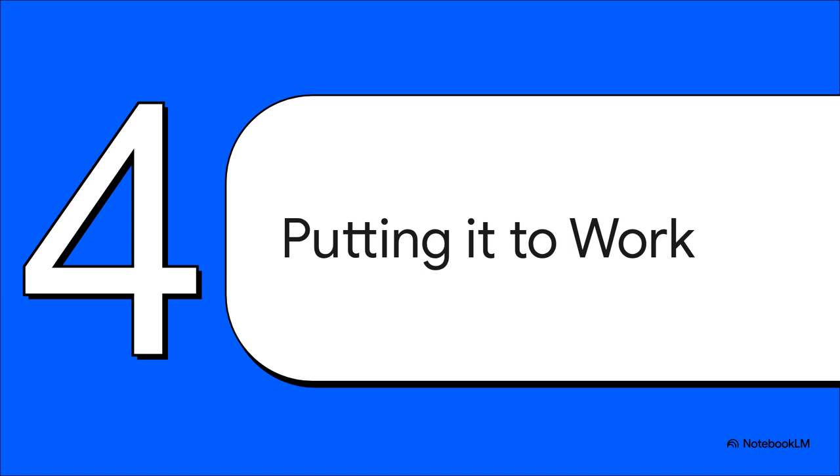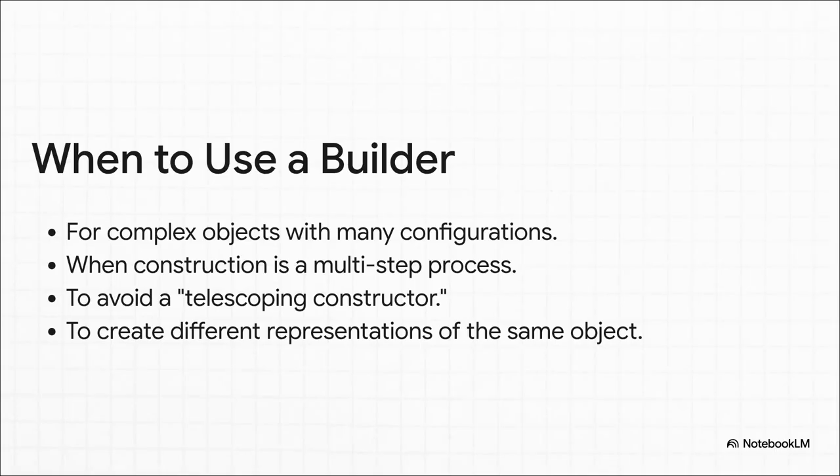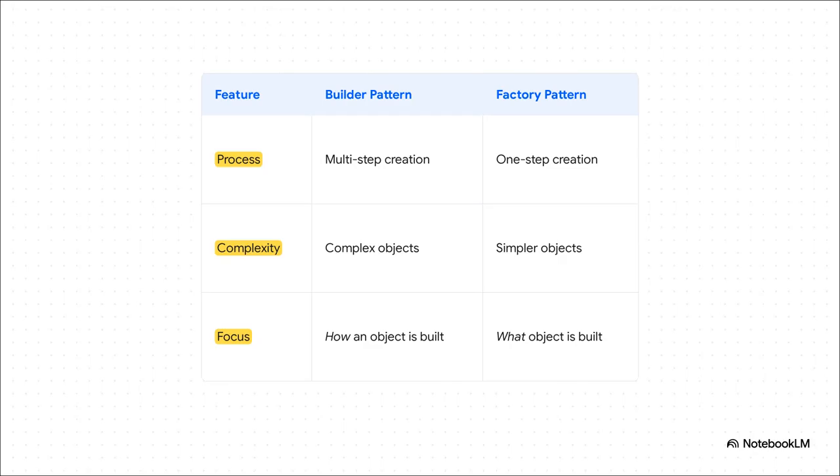Let's talk strategy. You want to grab a builder anytime an object has a ton of optional parts, so you can just specify only the ones you need. You should use it when building the object is a multi-step process because it gives you this amazing fine-grained control at each stage. It's the perfect escape from that telescoping constructor nightmare we saw earlier. And, this is a big one, it lets you use the exact same building process to create totally different final objects. Now, it's really important to know the difference between the builder and its cousin, the factory pattern.